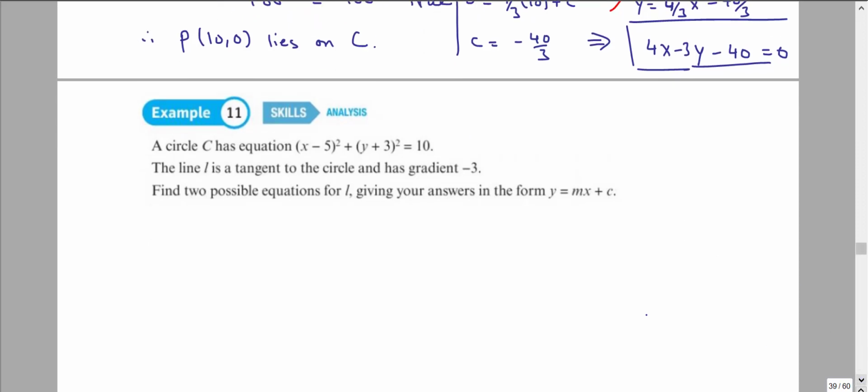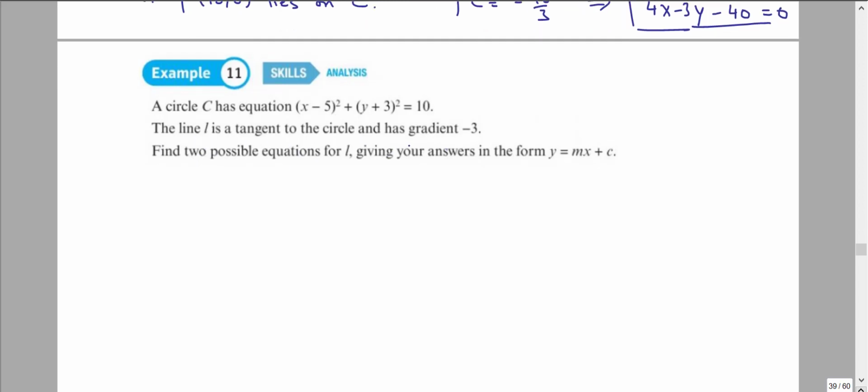Okay, in this question they say a circle has equation (x minus 5) squared plus (y plus 3) squared equals 10. They say the line L is a tangent to the circle and has gradient negative 3. So now we have a circle, and we have a line tangent to the circle, and the gradient of this line is negative 3. And it's tangent to the circle at this point. They say find two possible equations for this line.